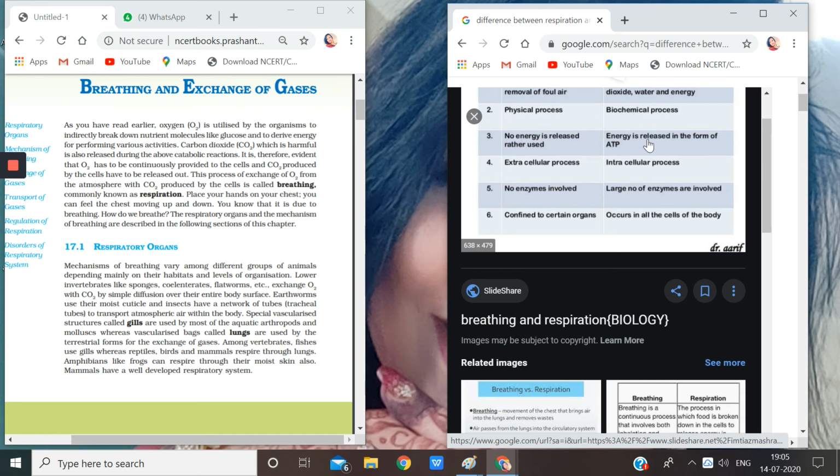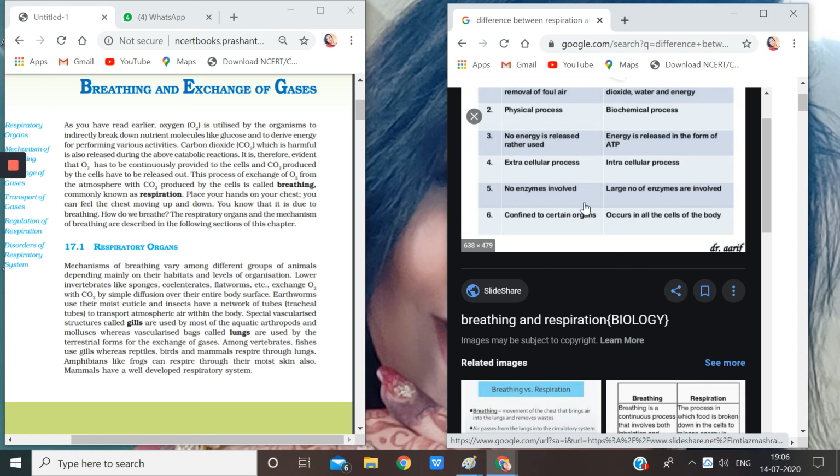But here energy is released in the form of ATP. What is ATP? Adenosine triphosphate. Then it's an extracellular process. What does it mean? That the process takes place outside the cell, extracellular process. And this is an intracellular process, because these chemical reactions will take place inside the cell. No enzymes are involved. Yes, very good.